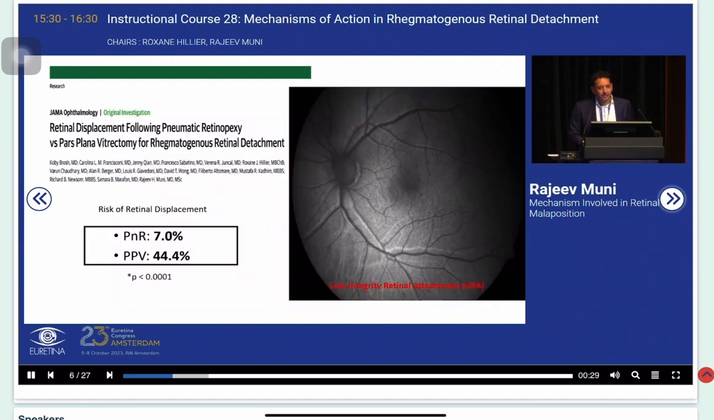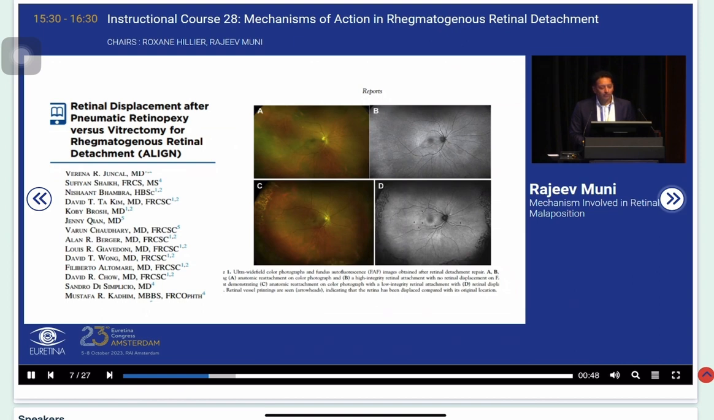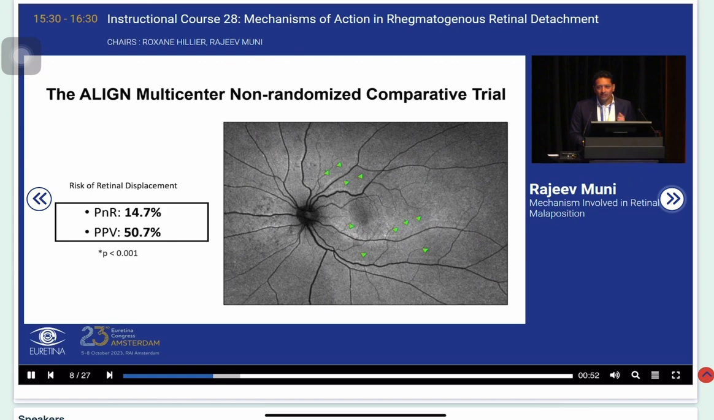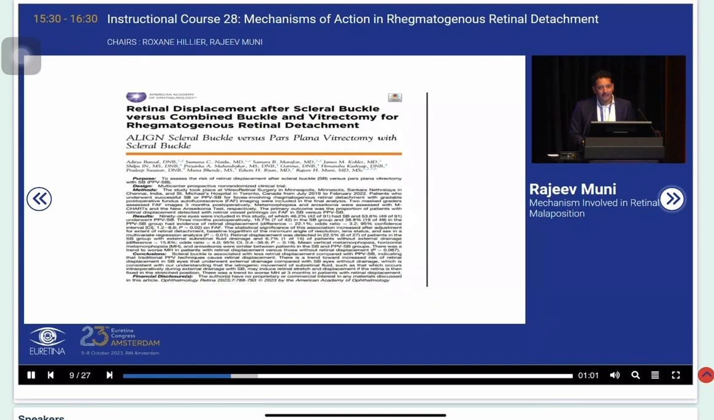So with a multi-center study group, we assessed the risk of retinal displacement, and we found a 50% or 45% risk in the vitrectomy group, which is consistent with the literature out of Japan, out of Italy, out of the UK. But what was different was that the risk of retinal displacement is significantly less with pneumatic retinopexy at 7%. We followed this up with a prospective clinical trial which corroborated these findings, with the same risk in the fovea-off group, in the macula-off patients who had vitrectomy, versus 14% in the pneumatic group, again showing a significant difference.